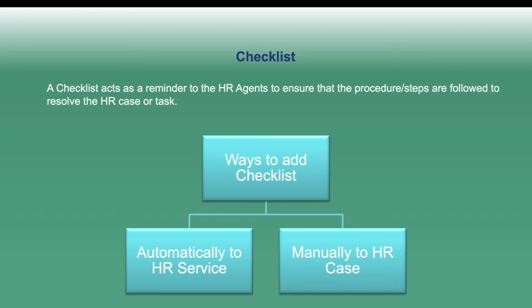A checklist can be added automatically or we can also add it manually. So to add checklist manually, HR agents will have to open the HR case in which they want checklist to be added and then they can add it. And to add checklist automatically to HR case, we will have to attach it to an HR service, and when the HR service is requested, checklist will automatically get added to the created HR case.